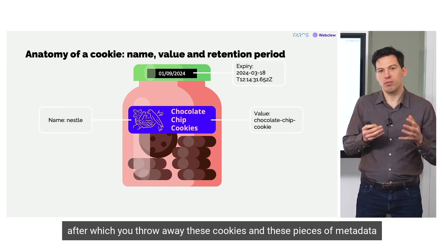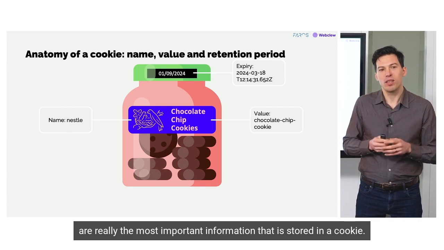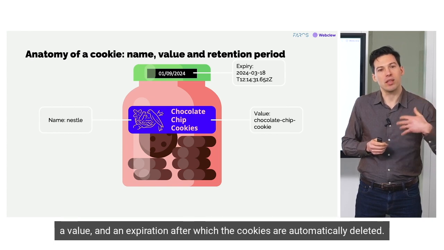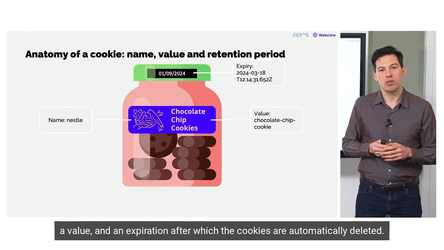And these pieces of metadata are really the most important information that is stored in a cookie. There's some other stuff, but really it's all about just having a name, a value, and then an expiration after which the cookie is automatically deleted.